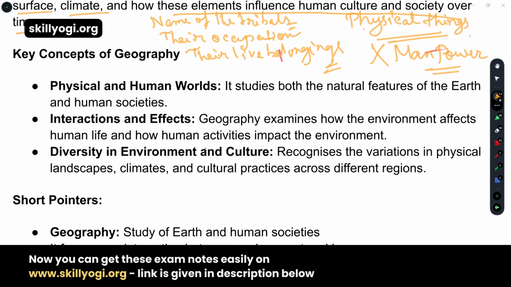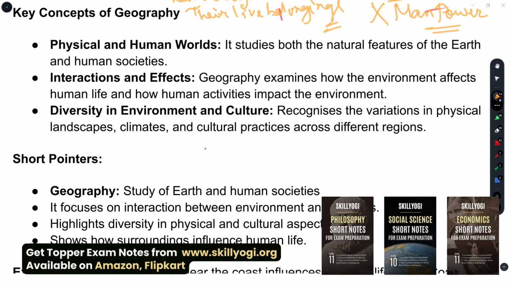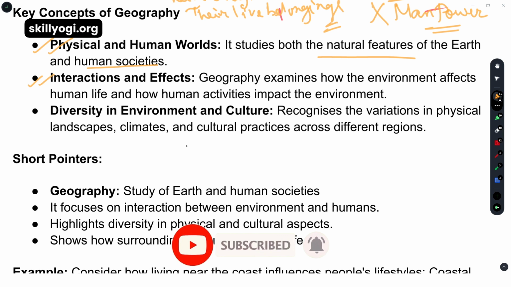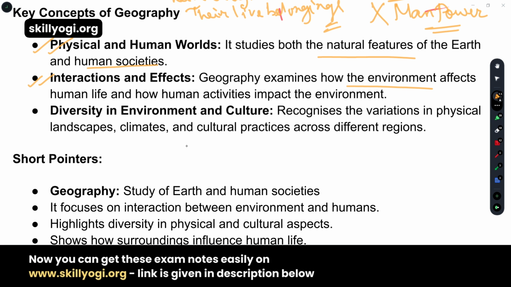Come to the next concept, which is the key concept of geography. The first part, physical and human world, just now we have learned. It studies both the natural features of the earth and human societies. Both things we can see from this part. Now, interactions and the effects. Geography examines how the environment affects human life, and how human activities impact the environment.